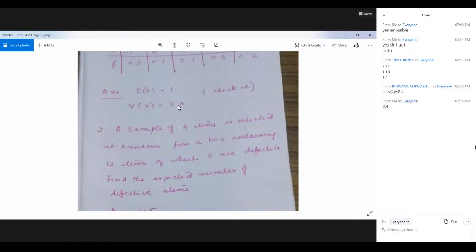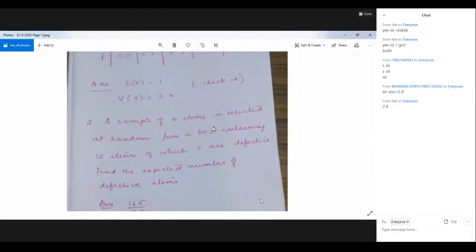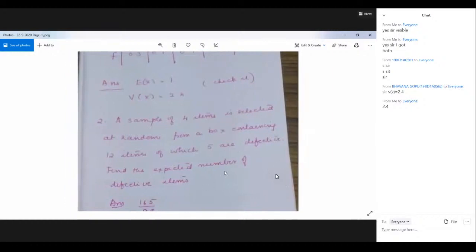Okay, 2.4. Okay, 7F, right. Yeah, sorry. Variance of x is 2.4. Very good, Bhavana. In the first problem, mean is 1 and variance of x is 2.4. That value was not clear, that's why I thought 24. I think everyone has done the first question. Now all of you try to solve the second one. All of you note down the second question.